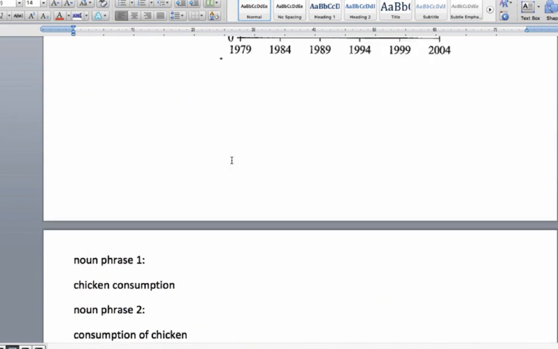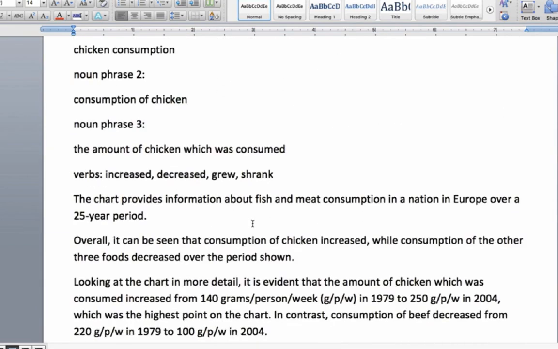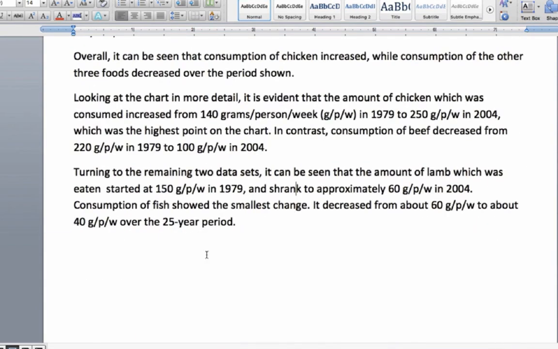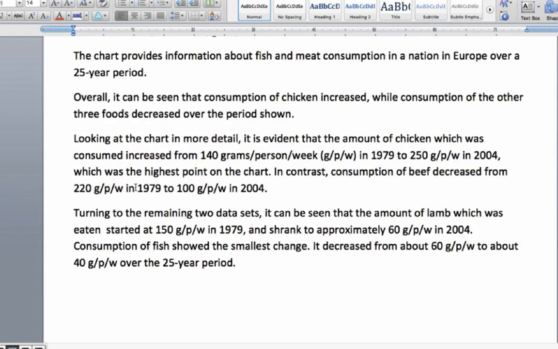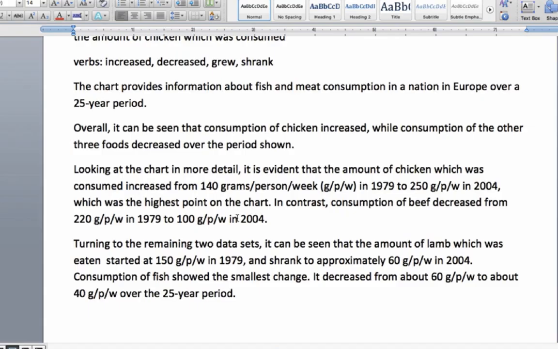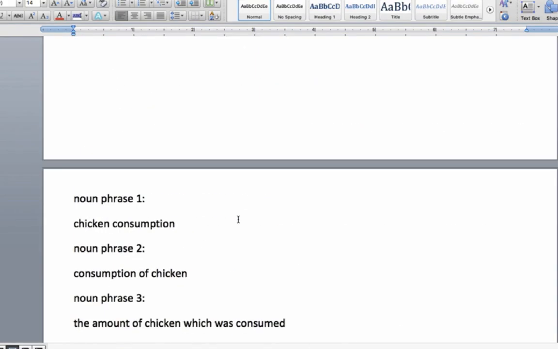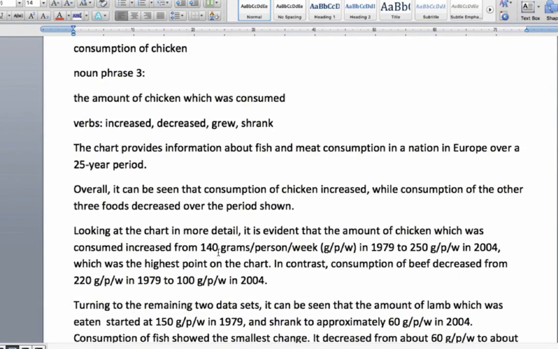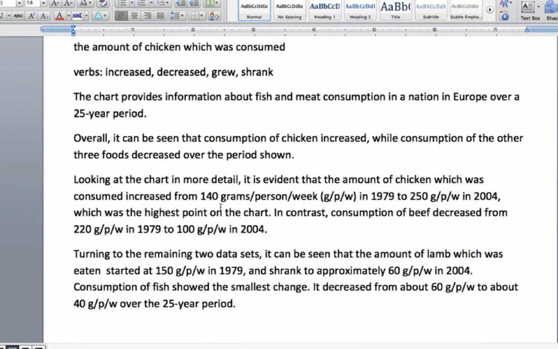We found 3 noun phrases from here, and then in the subjects of our sentences, we used those noun phrases to construct the sentences. We just used some simple verbs. Please notice we didn't use anything else in the subject of the sentence. This is very important. Don't use there was. Don't use chicken increased. The chicken didn't increase. Consumption of chicken increased.